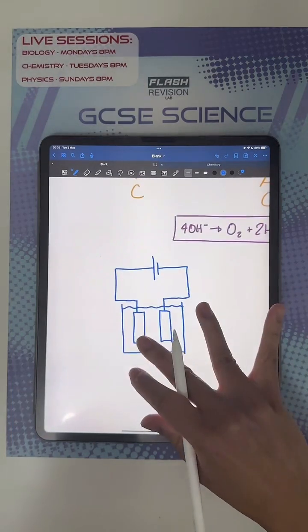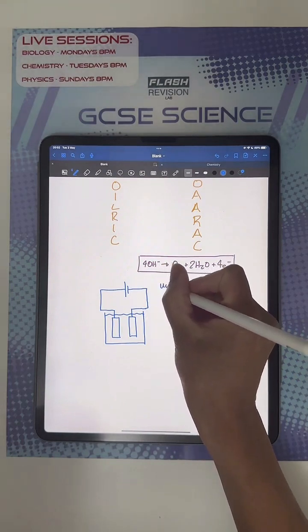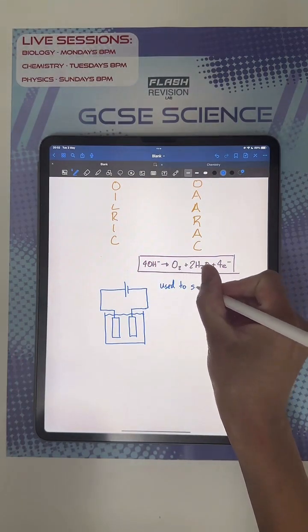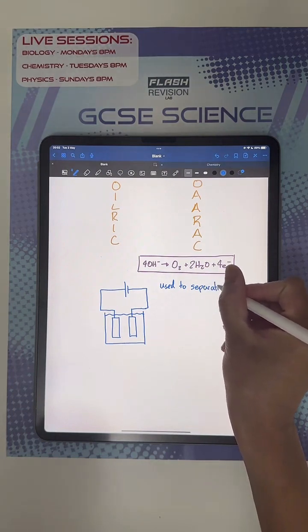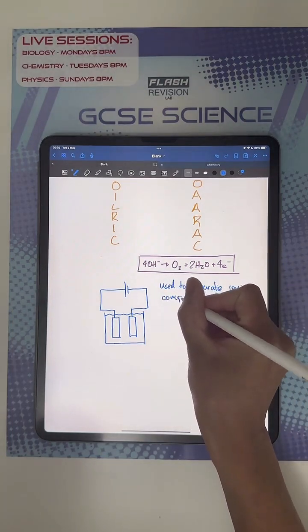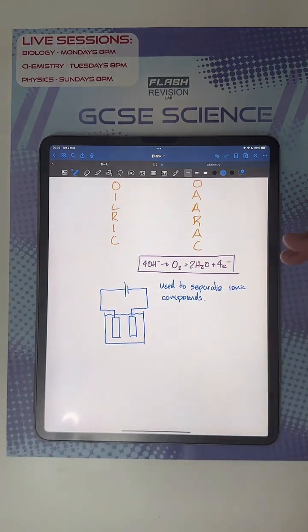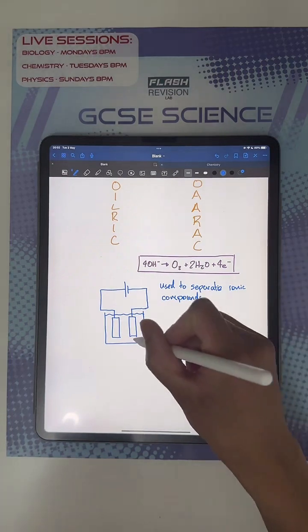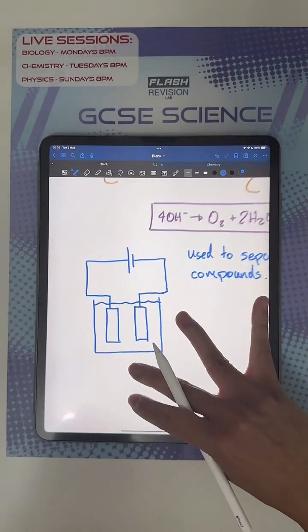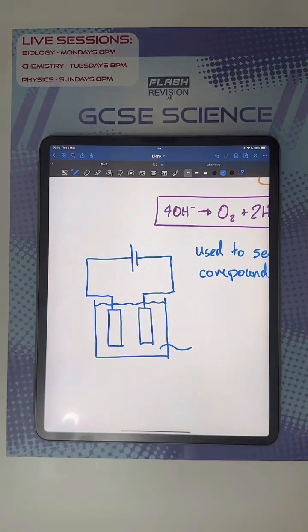So electrolysis is basically used to separate ionic compounds. What are ionic compounds? We looked at ionic compounds in a live two weeks ago: they form between a metal and a non-metal. The ionic compound that you're separating is in the liquid itself. This liquid, anyone know what the name of this liquid is in electrolysis?